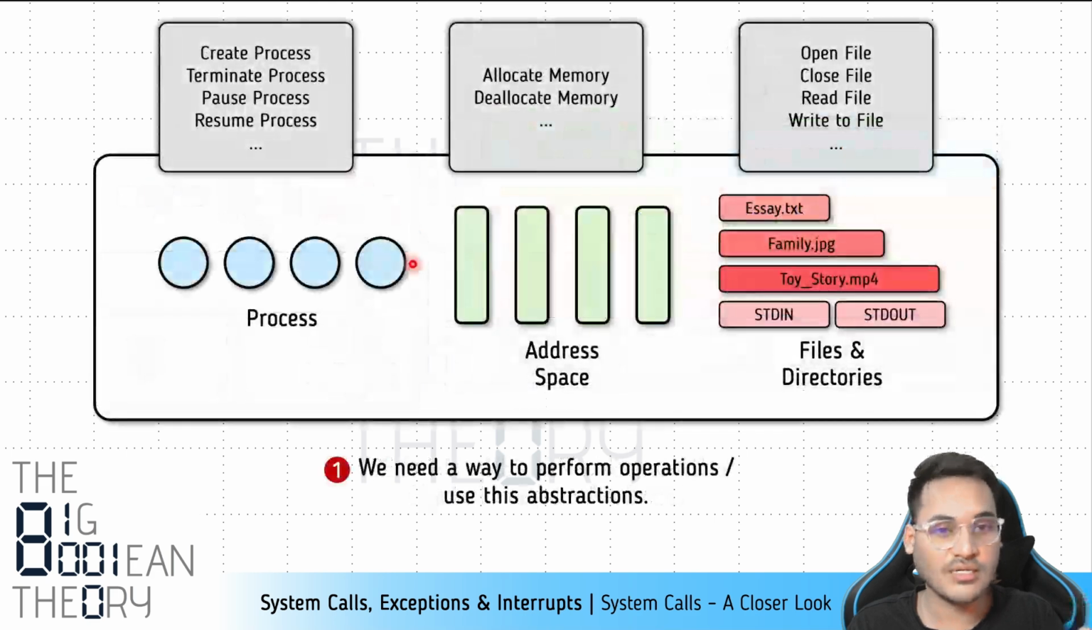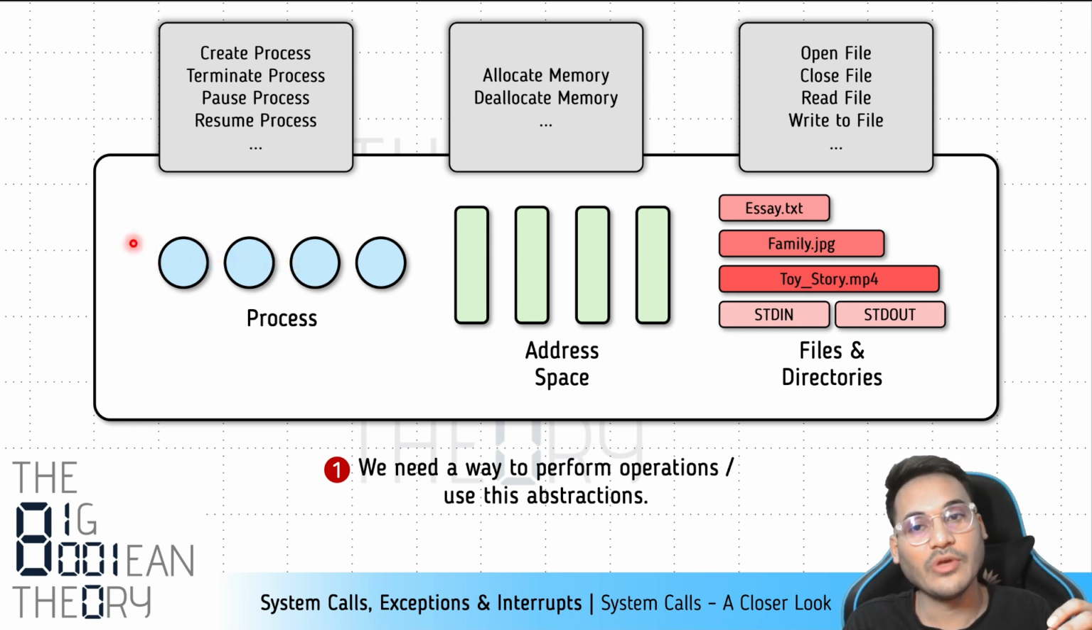Now let's focus on these abstractions. The operating system has created these abstractions, but we need a way to use them. We need a way to perform operations on these abstractions, right? So let us talk about what kinds of operations we would require when we are using these abstractions. For example, if you talk about the process, then we must have a way to create the process. We must have a way to terminate the process, pause it or resume it, right? These are the different capabilities that the operating system should provide us with, right?